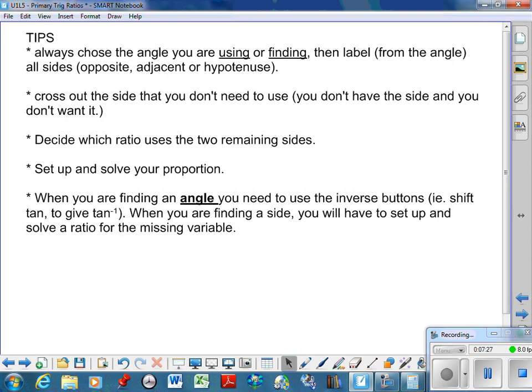When you are finding an angle, you have to use shift or second or inverse. So you do need to make sure, because all these calculators are different, so it's very important.